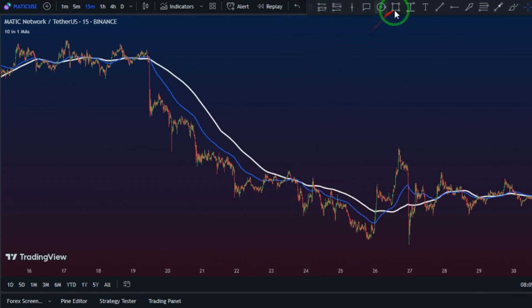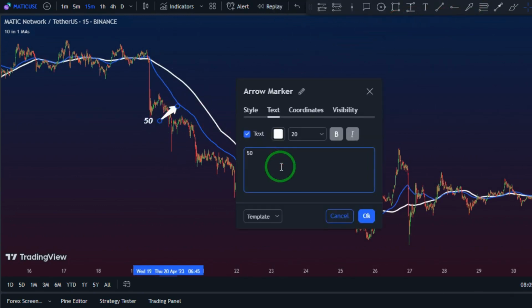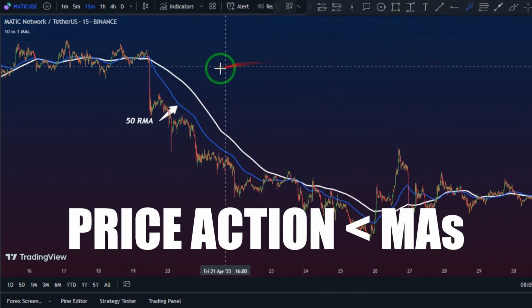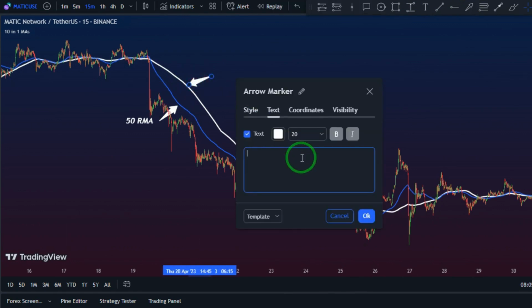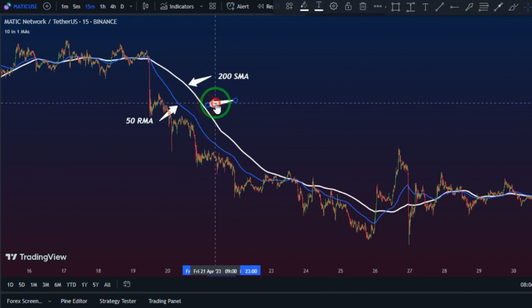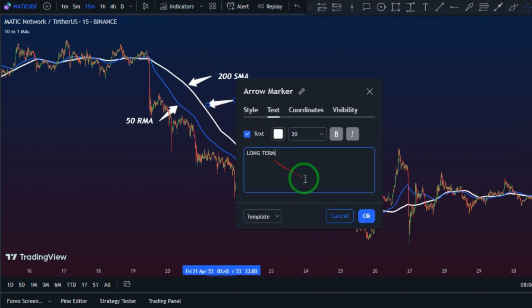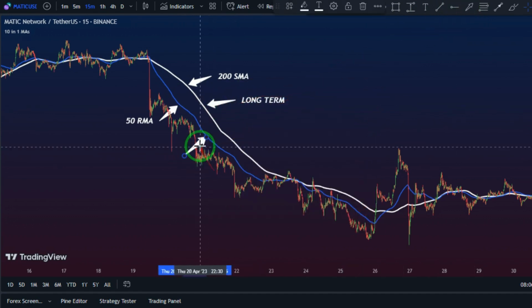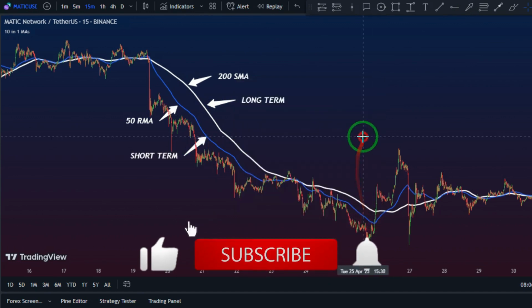And also, when you see the price action slipping and sliding below the moving averages SMA 200 and RMA 50, that means the market trend is heading straight down. This indicates prices are probably going to keep dropping in the coming times, giving sellers a chance to cash in on the profit.